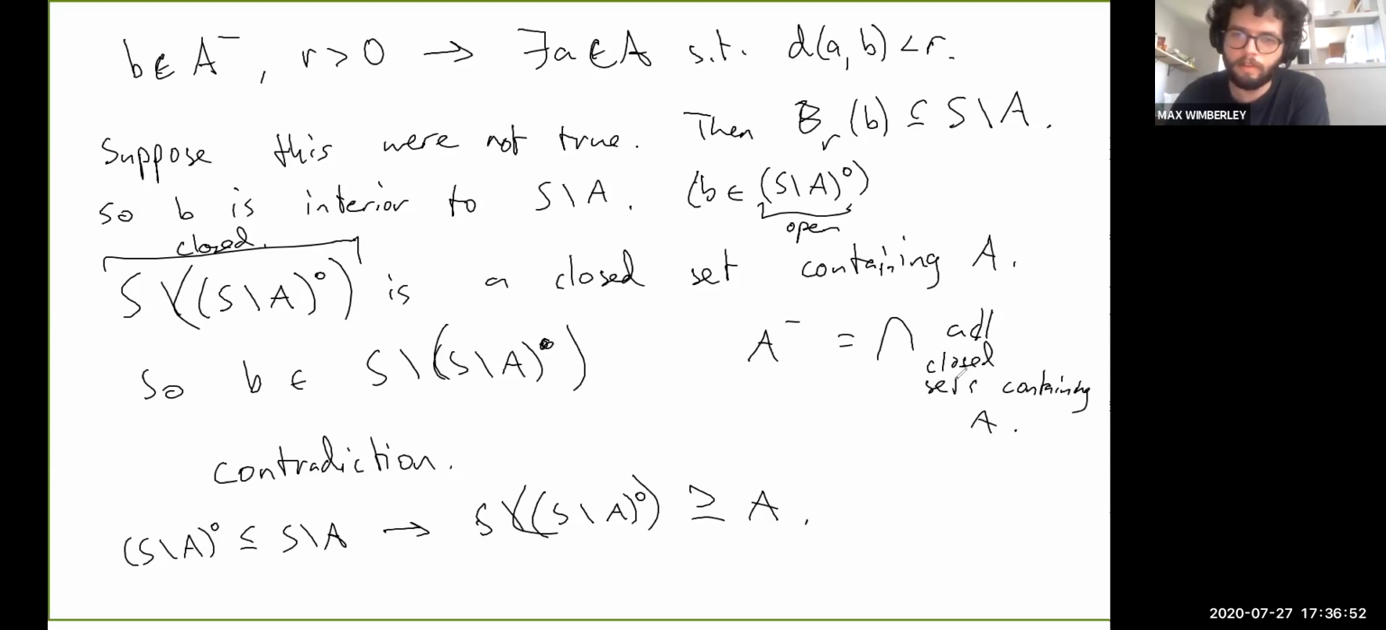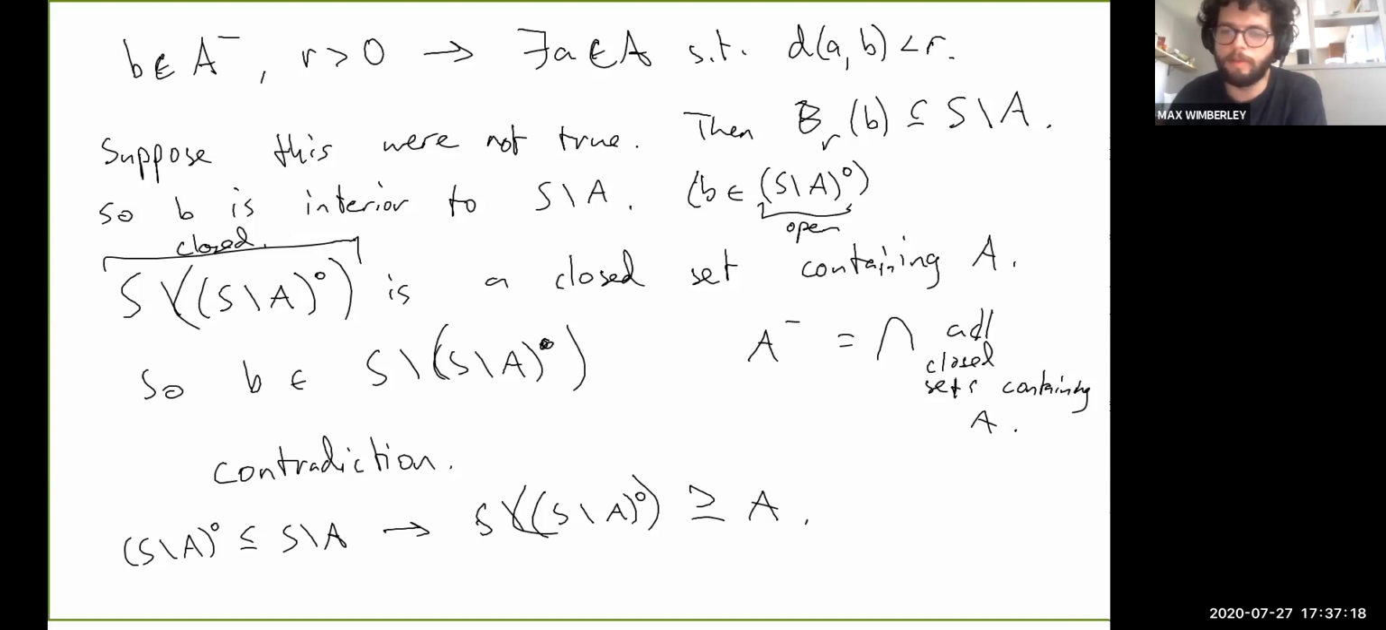So we assumed that B is in any closed set containing A, because B was in the closure to begin with, right? So B has to be in all of the closed sets. So that means that B has to be in the complement of the interior of the complement of A. But we already showed that B is in the interior of the complement of A, and that's not allowed, right? So this is one argument.